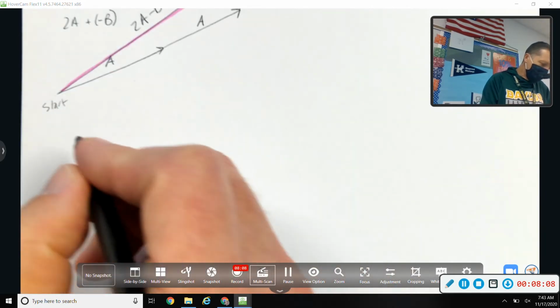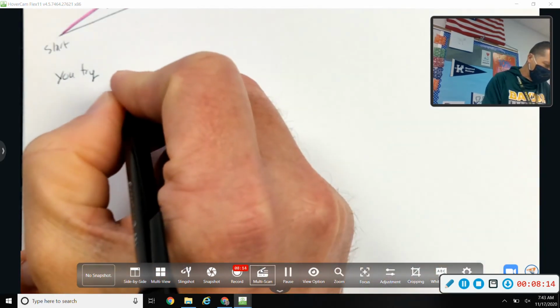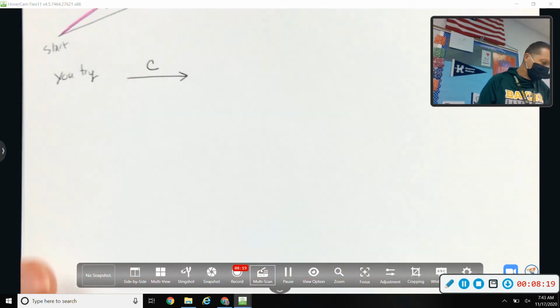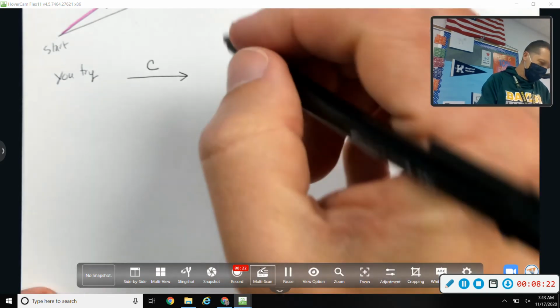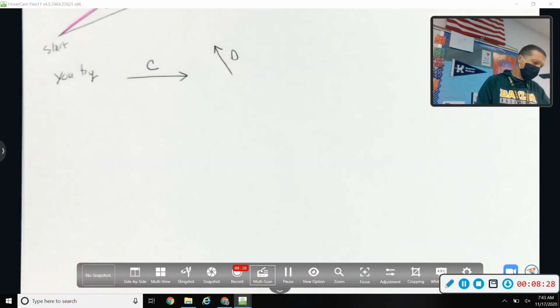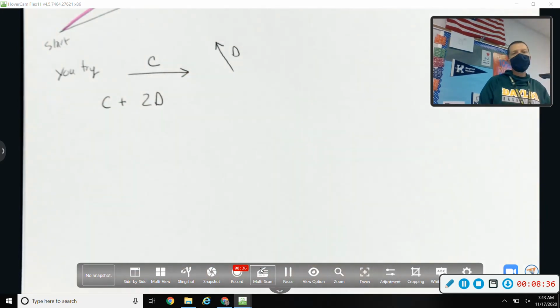Let's try, I want you to try with a different B and A. Actually, let's call them something else so we don't get confused here. Let's say that is C. And that's D. And I want you to try to draw C plus 2D. So travel 1C, and then from the end of that, travel 2 Ds. And then don't forget to connect them correctly.